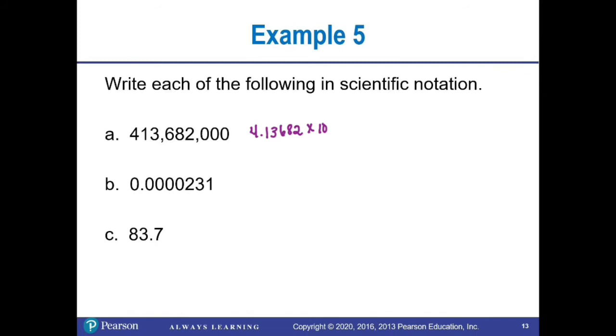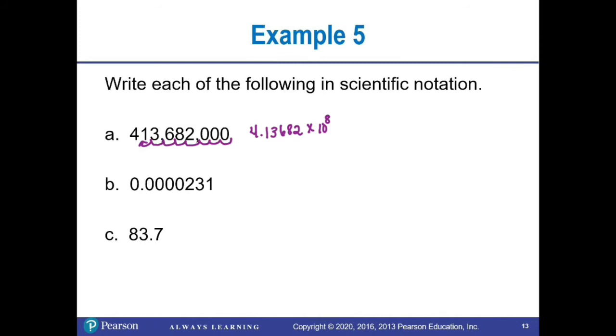Count how many times I had to move the decimal place so that the decimal place was behind the 4. So when I count here, notice there were 8 times that I had to move that decimal place. So my power of 10 is a positive 8.